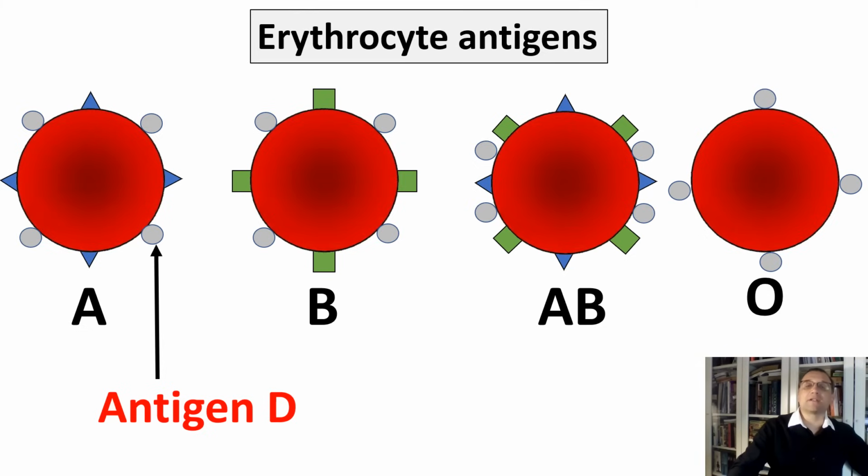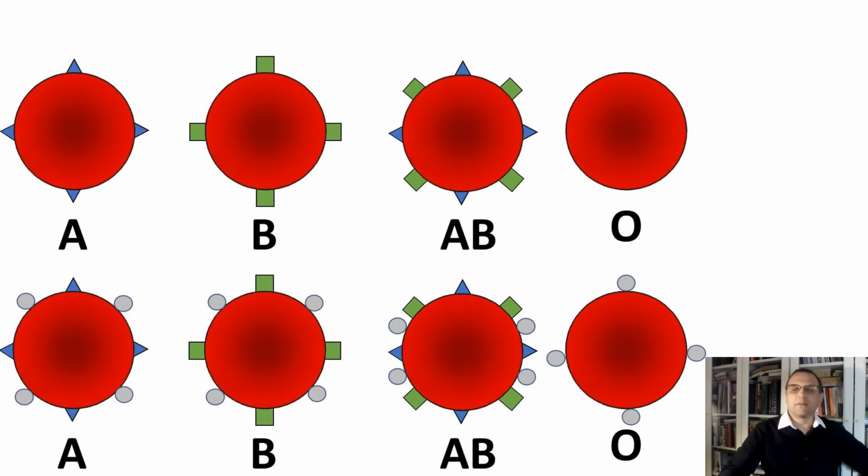Let's compare this diagram with the diagram from the previous slide. Rh factor is an inherited D protein found on the surface of erythrocytes. Rh factor is named after the rhesus monkey in which the D protein was isolated. If your blood has the D protein, you are Rh positive. If you do not have the D protein on the surface of your erythrocytes, you are Rh negative.